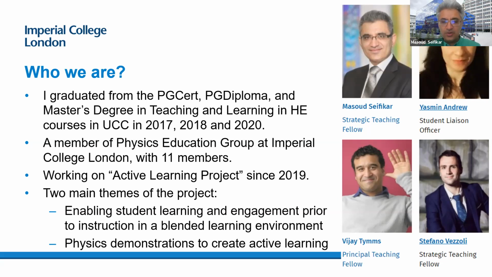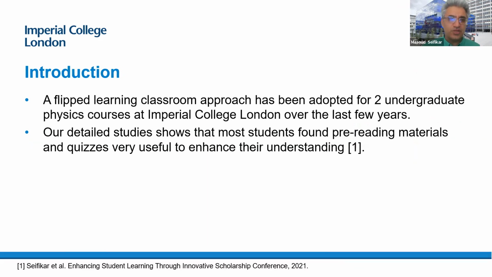One is looking at blended learning environments and enabling students for engagement in this environment. Another aspect is using physics demonstrations to create active learning. My focus is on the first part of the project. Over the last few years, we have used flipped learning approaches for 2 undergrad courses, and the survey and focus group that we had showed that the students found them very useful in enhancing their understanding of the topics.